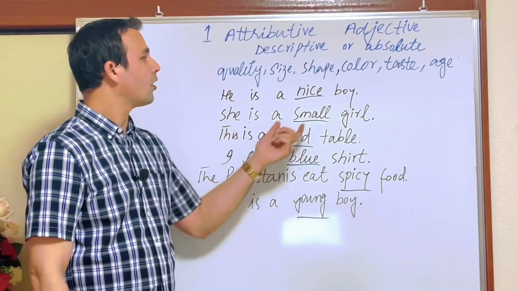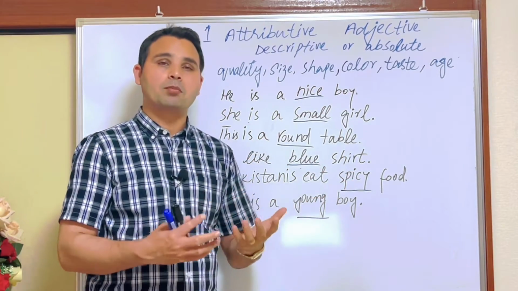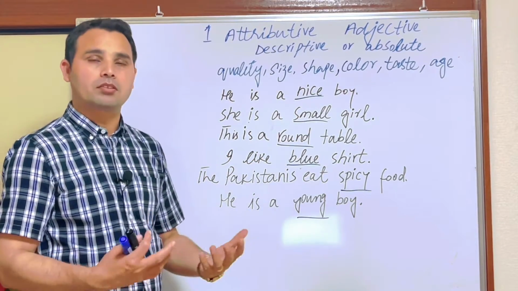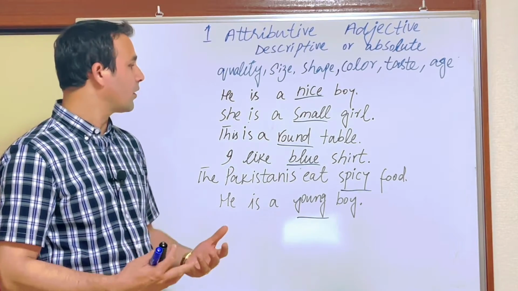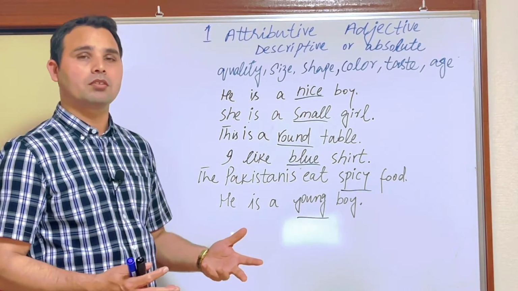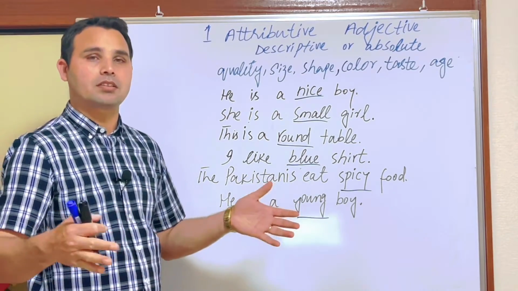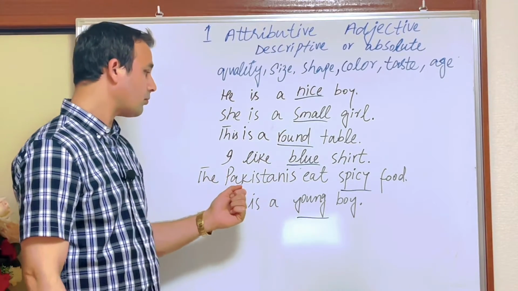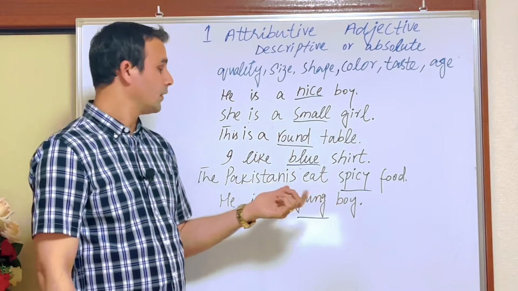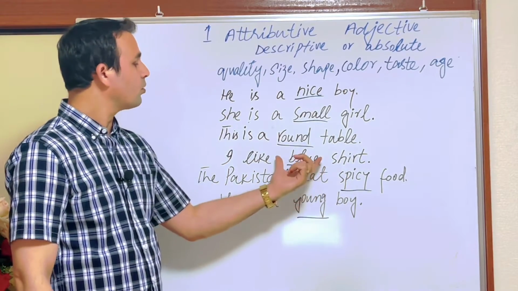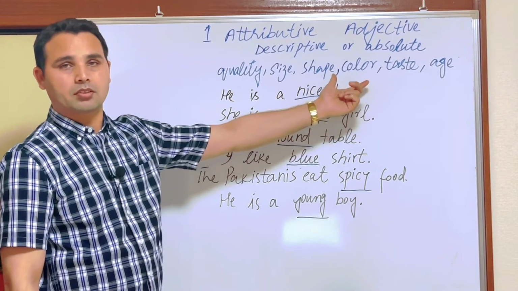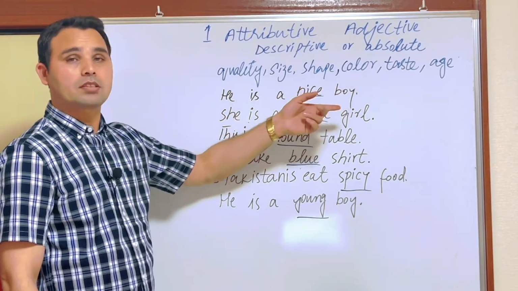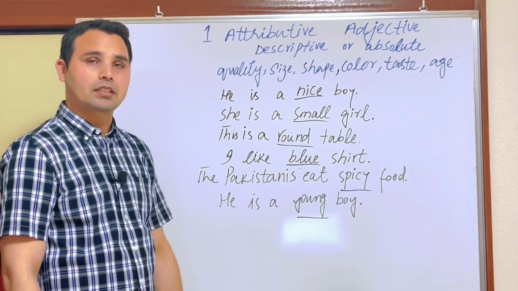They will also tell you about the shape of a noun or pronoun, like this is a round table, square table, or whatever the shape can be, like long table, it's a short distance. So it will tell you about the shape of a noun or pronoun. They will also tell you about the color, like I like a blue shirt. So blue is telling about the color. I like the white shirt, the black shirt. All the colors are called attributive adjectives.